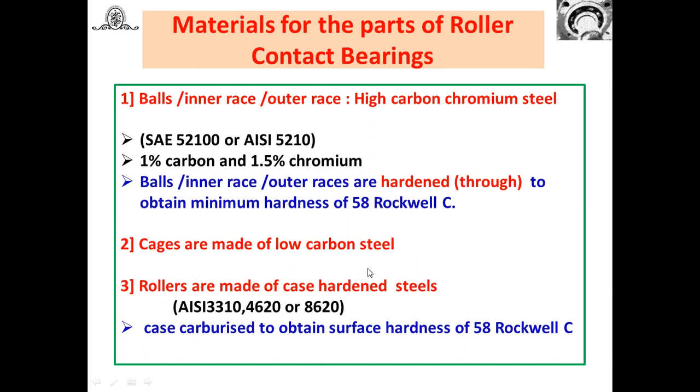This is the difference. This is about the introduction of what we mean by bearing, classification of bearings, and in general the materials used for the parts of a rolling contact bearing.